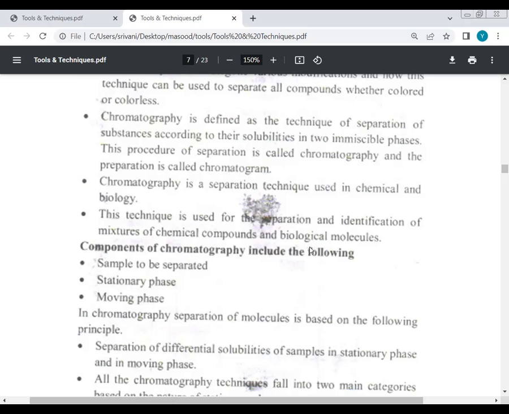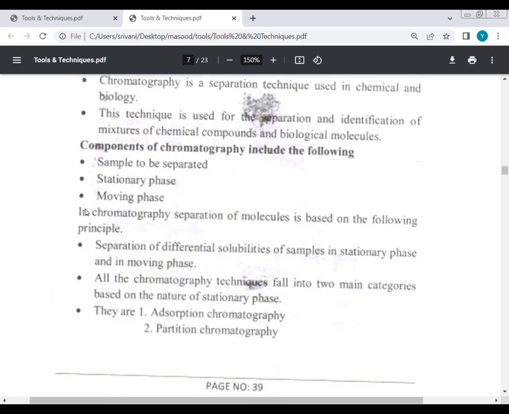Components of chromatography include the following: the sample to be separated, next the stationary phase, and next the moving phase. Here the sample is to be separated, and a stationary phase is there as well as a moving phase.